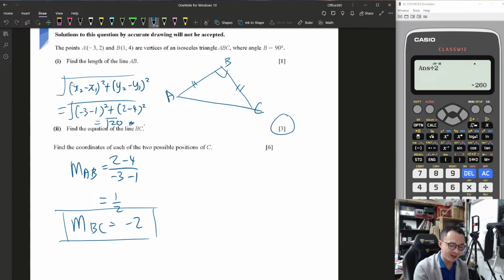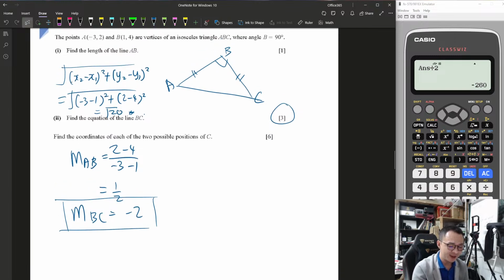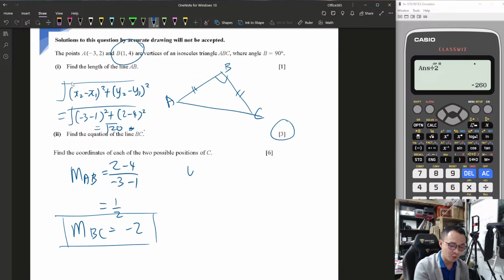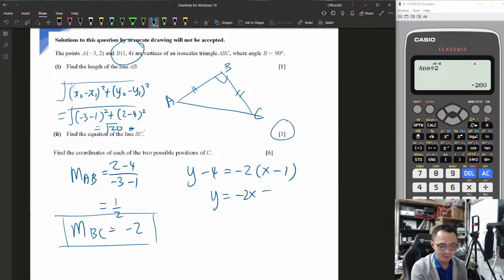Now I have the gradient of BC, and I want to find the equation of BC. I use the coordinate B. So y minus 4 equals negative 2 times (x minus 1). So this one is just y equals negative 2x plus 2 plus 4, which is negative 2x plus 6. Done, 3 marks. This is the equation of BC.